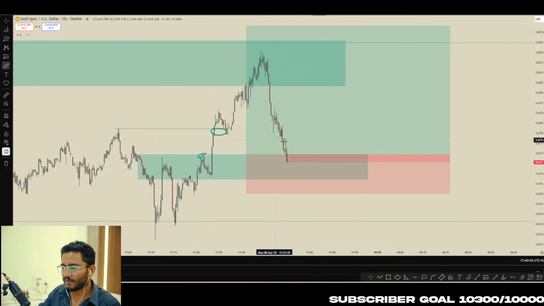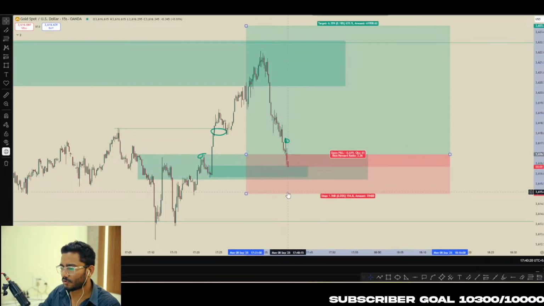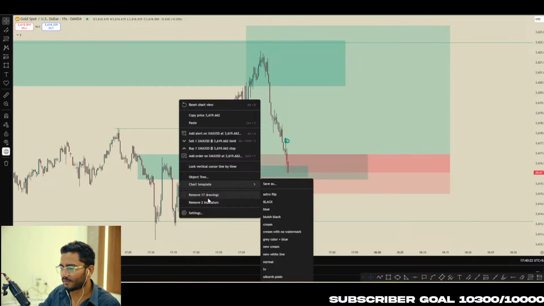If this high breaks, then we look for buy side. I think it should react from this order block. It's an order block on 15 seconds.